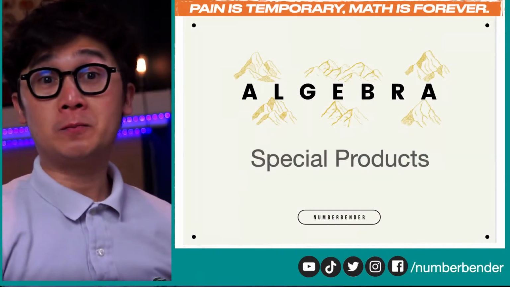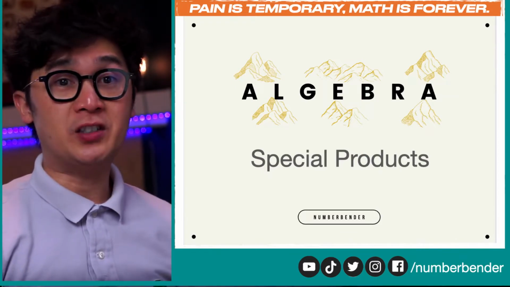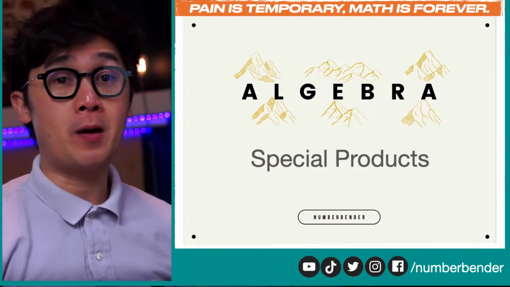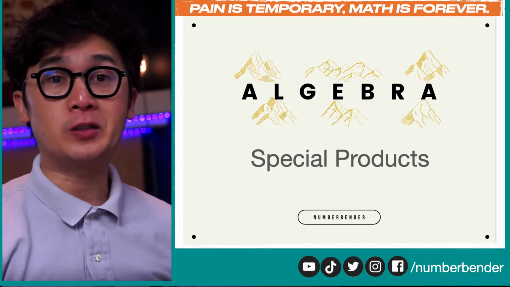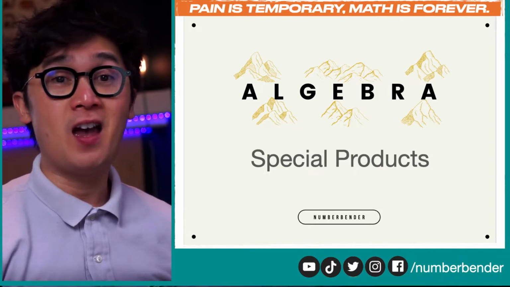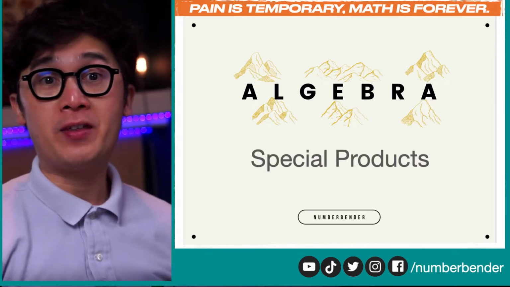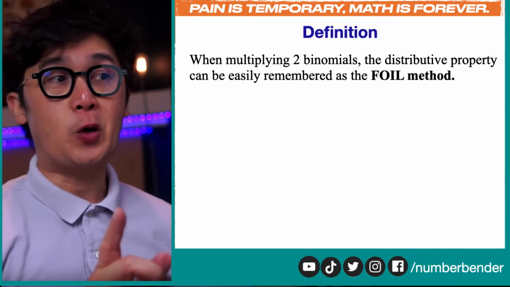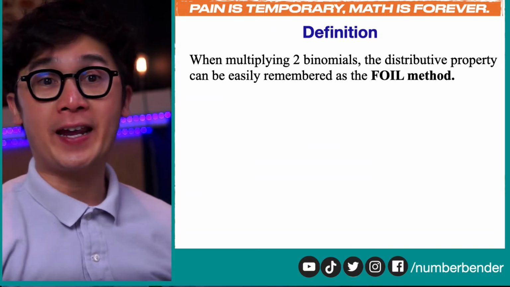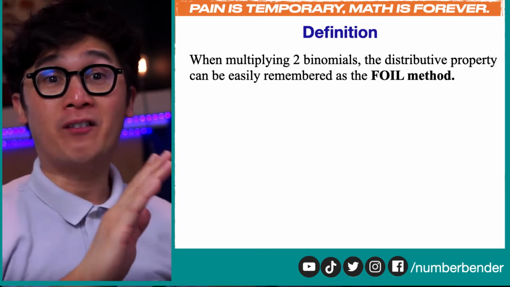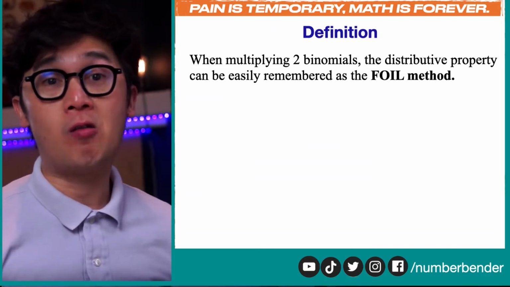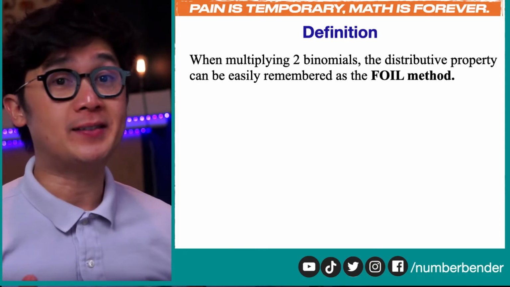From our previous lesson, we are able to classify polynomials according to their number of terms, and for today we're going to be working on special cases of binomials where we can introduce a different method on how we multiply them. So special products would entail that we have an alternative way on how to multiply special cases of binomials.